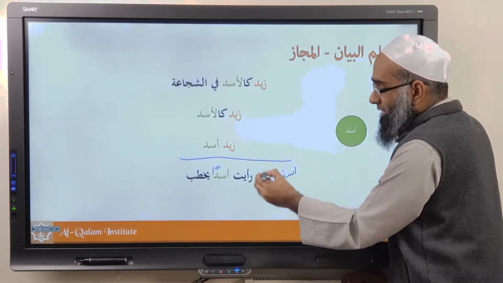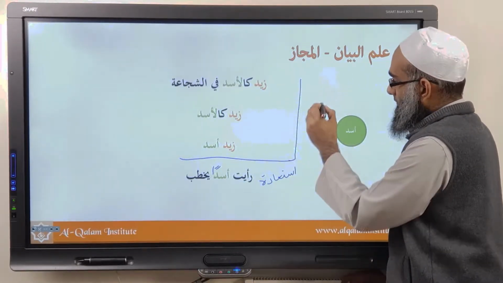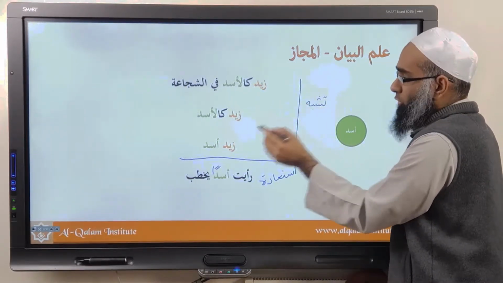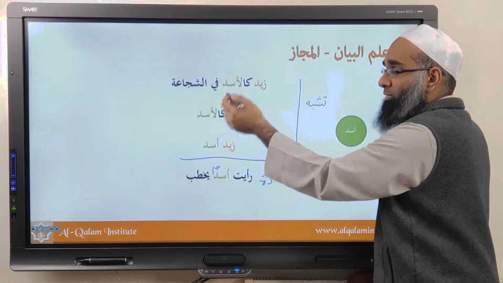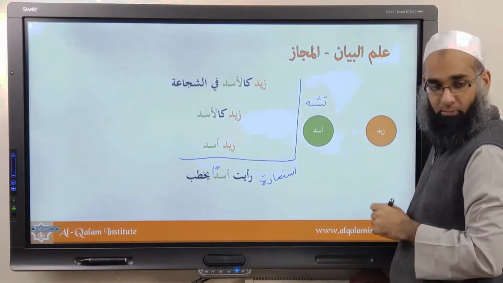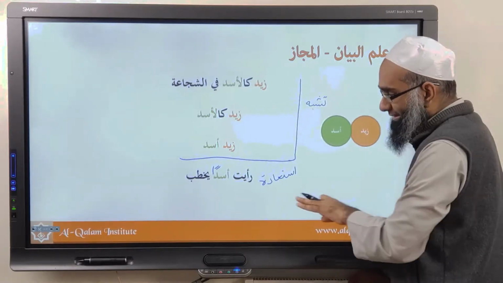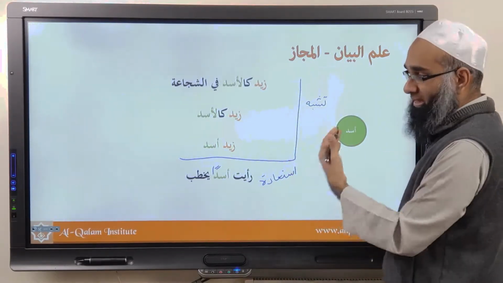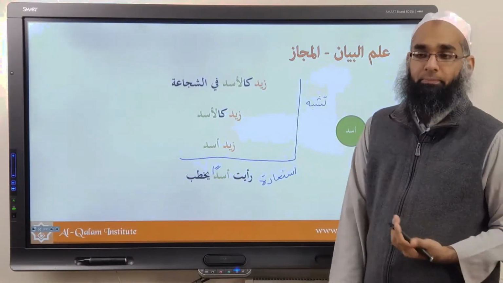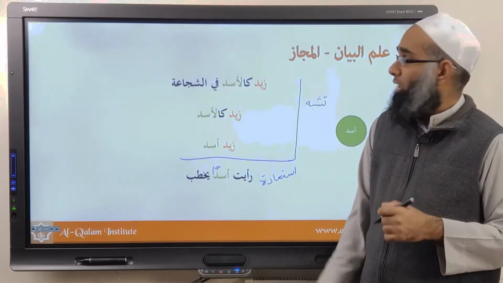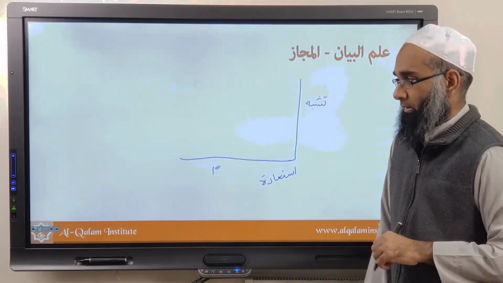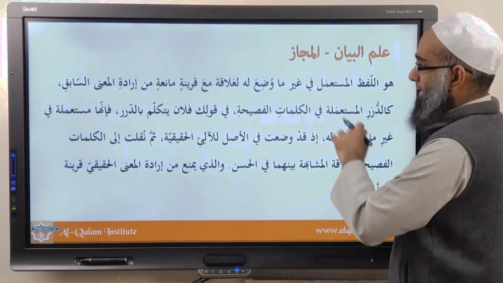So up until here, this was tashbih, because there were two elements. Whether you have the harf tashbih or not, whether you have the wajh shabah or not, as long as two elements exist separately, it's tashbih. When the elements merge together, then this becomes isti'ara. The mushabbah just vanishes behind the mushabbah bihi. Now this becomes Majaz, but one type of Majaz called isti'ara. That makes sense? Yeah. And this explains the text, okay?